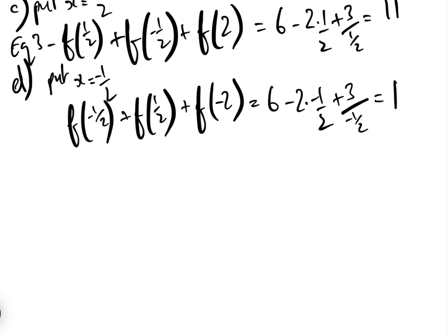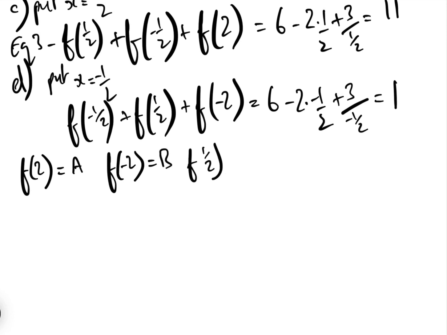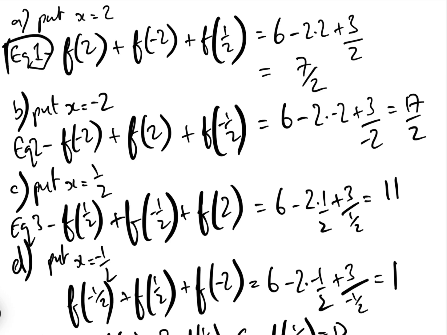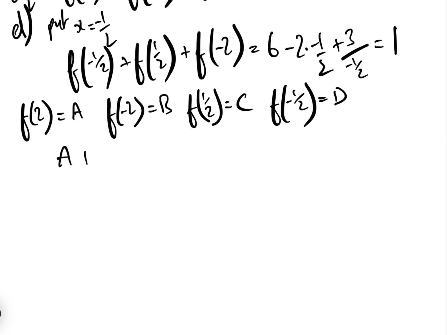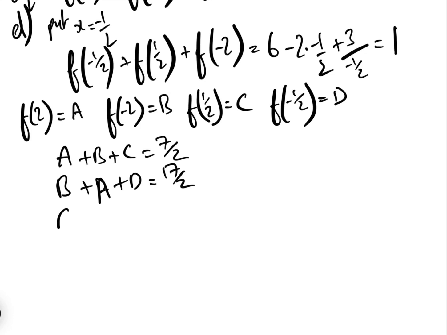And now let's just tidy it all up, make it a little bit easier. So let f of 2 equal A, and let f of minus 2 equal B, and let f of a half equal C, and let f of minus a half equal D, and you'll see where I'm going with this. So from equation 1, we have A add B add C is 7 over 2. Then from the second equation, we have B add D add A add D equals 17 over 2. From the third equation, C add D add A equals 11. And from the fourth equation, D add C add B equals 1.